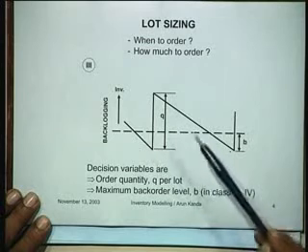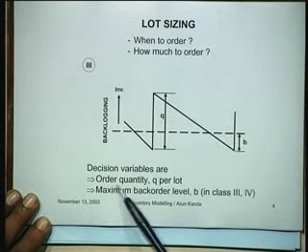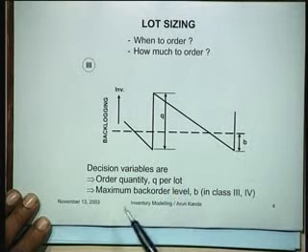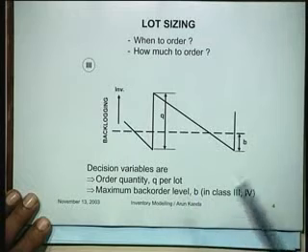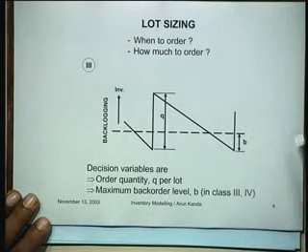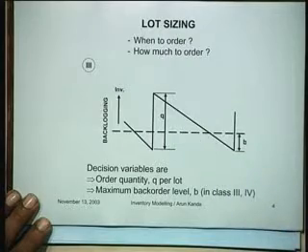So in this particular situation there are two variables that we want to solve for. We are trying to find the optimum order quantity Q per lot and the maximum back order level B. So Q and B are the two variables that we would like to solve for so as to minimize the overall costs. And this would be a situation of purchase with backlogging.